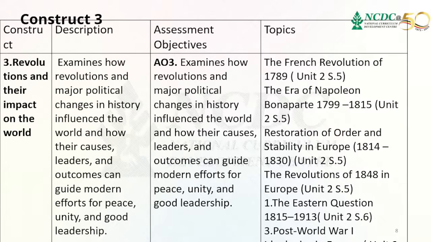Whatever is in the nature of a revolution across the world, Africa, Asia, Europe, are all housed in construct 3. The description of this construct: the learner examines how revolutions and major political changes in history influence the world and how their causes, leaders, and outcomes can guide modern efforts for peace, unity, and good leadership.